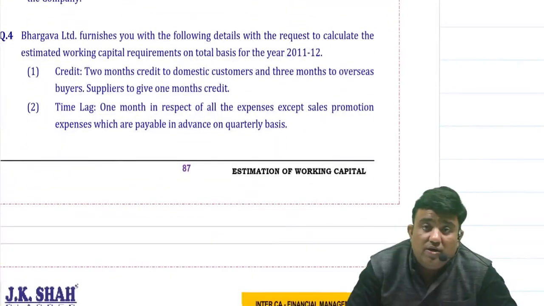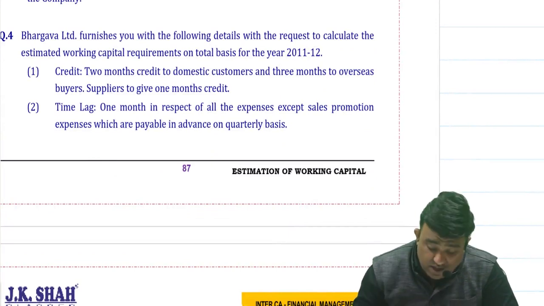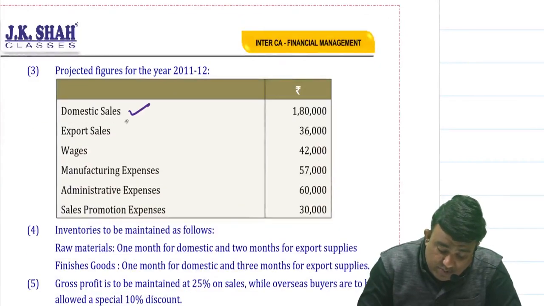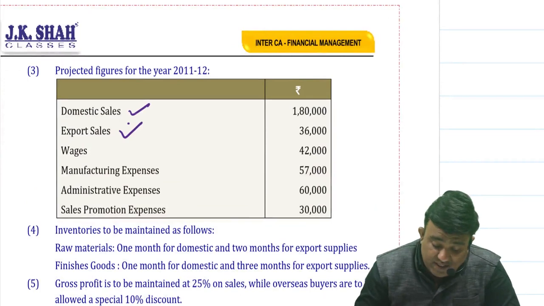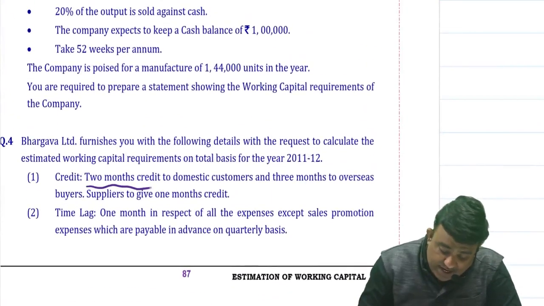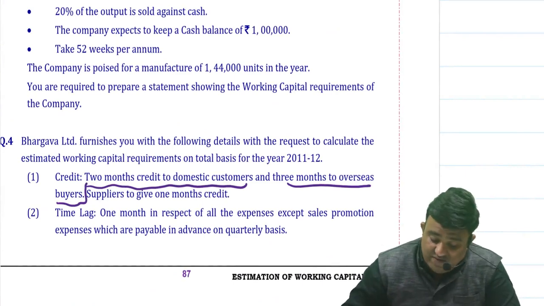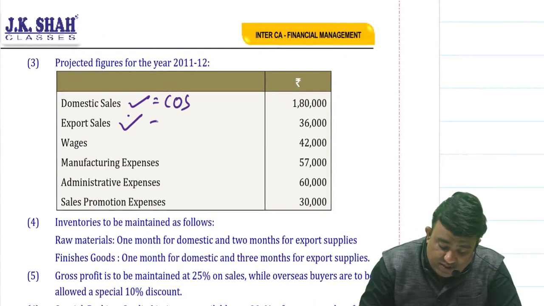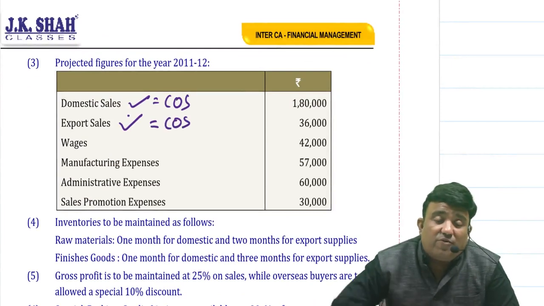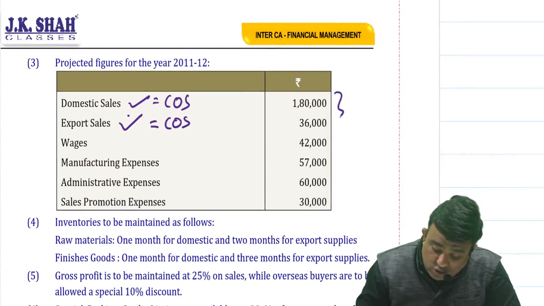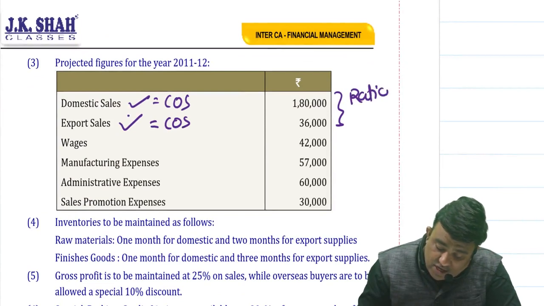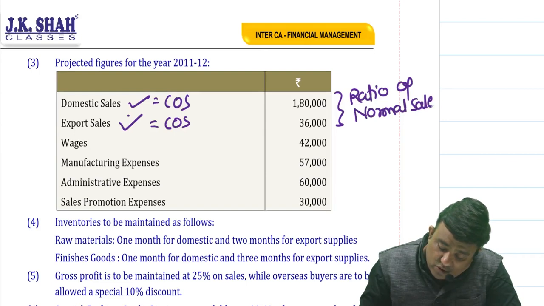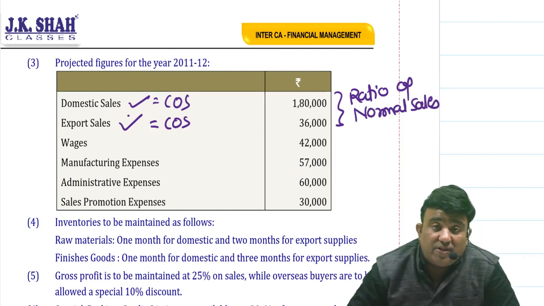Question 4, student. Again, Bhargava Limited example. You might be aware about it. This is based on domestic and export sales. And in this example, student, both the debtors, domestic and export, enjoy a different credit period. And we better know that domestic and export are based on cost of sales. Yes, no? But we need a breakup of cost of sales. So what should be the ratio? The ratio will be the ratio of normal sales. So student, whatever cost of sales will be taken at 100% normal sales.